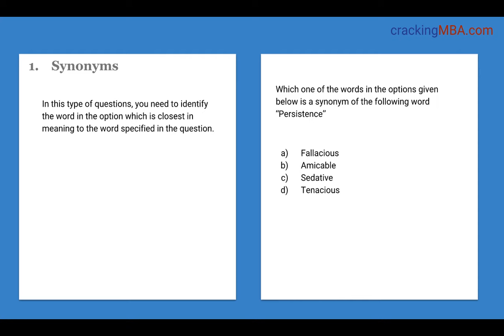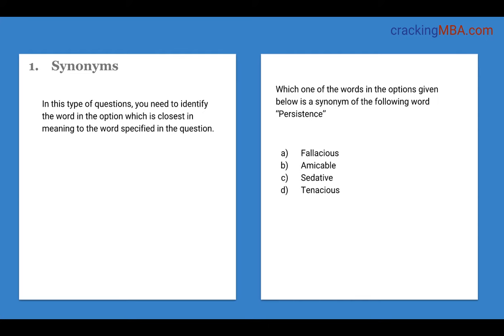And the fourth one is tenacious, which is similar to persistence. Tenacious means having a firm grip or having determination. So option D is the closest in meaning to persistence. In this type of question, we need to see what is the word being asked and then look at the options for which is the closest in meaning.